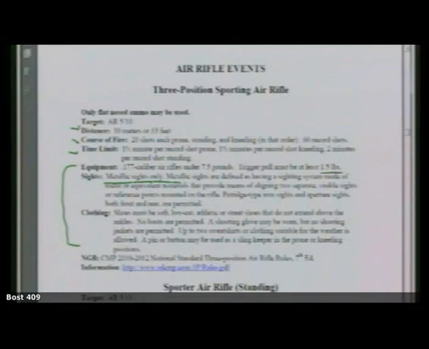Clothing. Shoes must be soft, low-cut, athletic, or street shoes that do not extend above the ankle. No boots are permitted. A shooting glove may be worn, but no shooting jackets are permitted. Up to 2 sweatshirts or clothing suitable for the weather is allowed. A pin or button may be used as a sling keeper in the prone or kneeling positions.